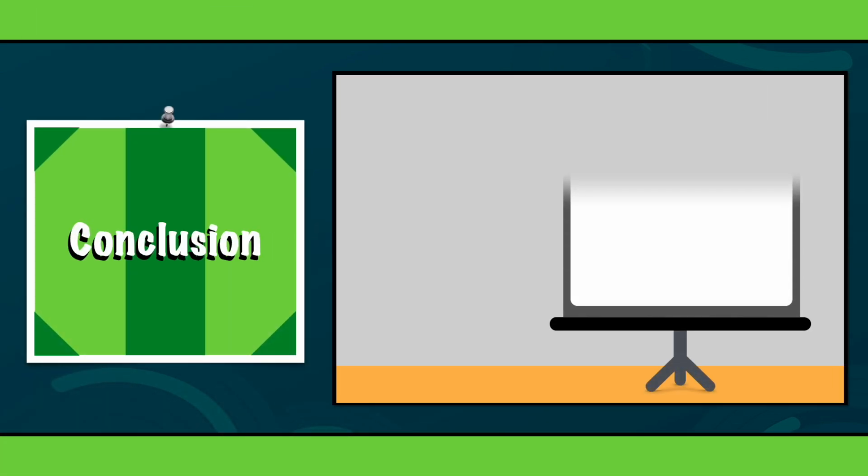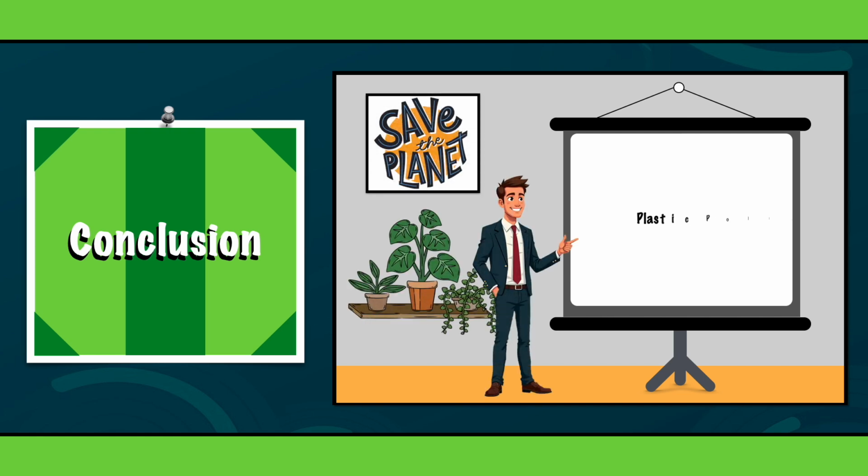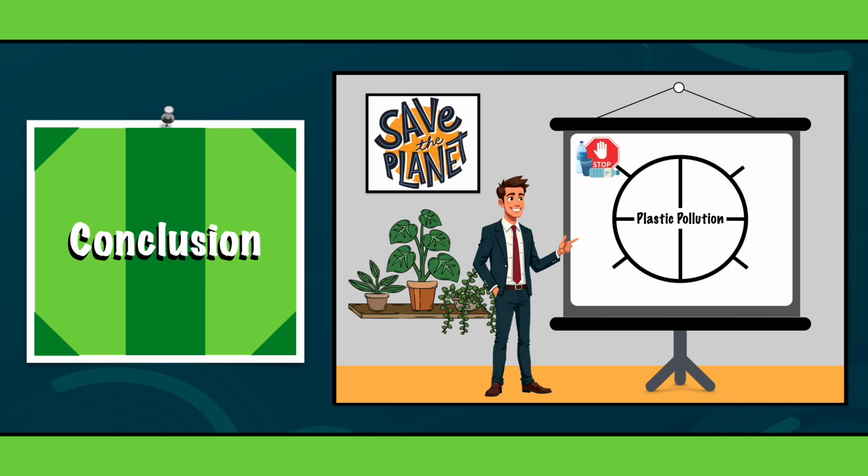As we have seen, plastic pollution is a serious problem, but it's one that we can tackle together. By being more mindful of our plastic use and making small changes in our everyday habits, we can help to protect our planet for future generations. So what will you do today to reduce plastic pollution?